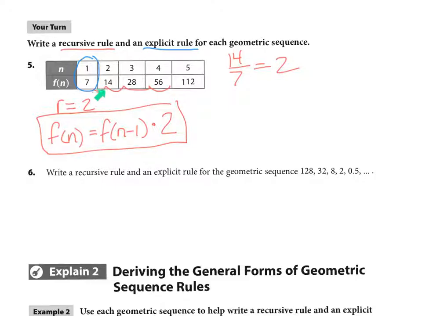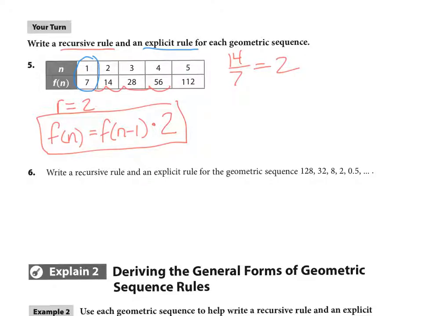14. But then 14 times 2 is? Okay, if I want the fourth term, I take the first term and multiply it times 2 how many times? 1, 2, 3. If I want the fifth term, I take the first term and multiply it times the common ratio 4. 1, 2, 3, 4. So to get the term, I have to multiply it times the ratio 1 less time than the term number. Let me say that again. If I wanted the fifth term, how many times did I multiply it times the common ratio? 4. 1 less than the term number.